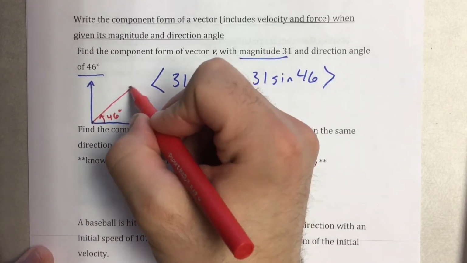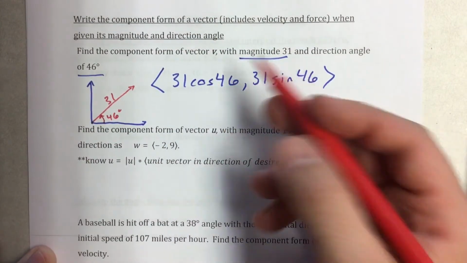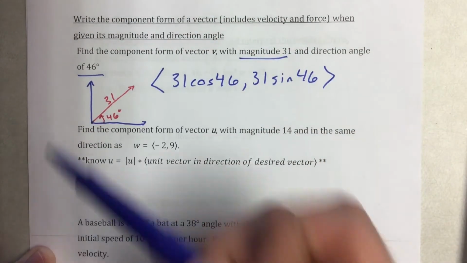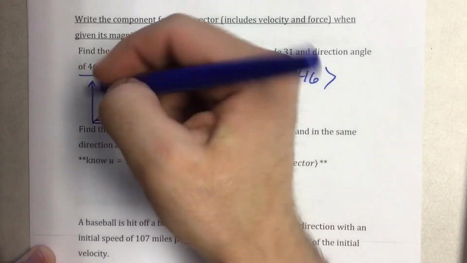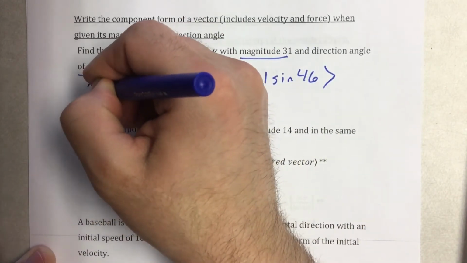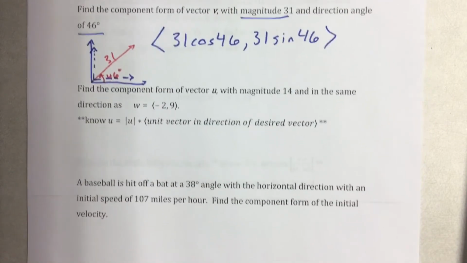And the length of the vector, the magnitude, is 31. So we've learned that we have the components: the horizontal component and the vertical component. That's what we were doing here. All right, moving on to the next.